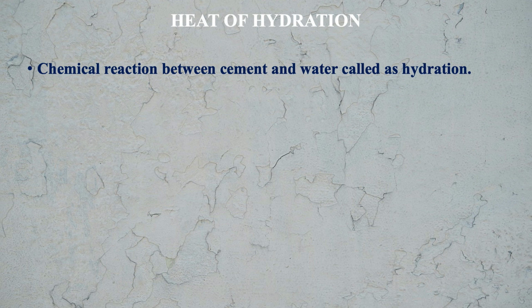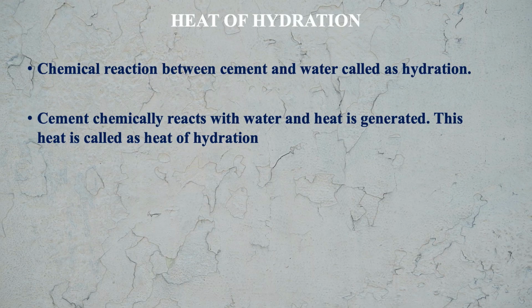Now next is heat of hydration. What is heat of hydration basically? The chemical reaction between cement and water is an exothermic reaction. Exothermic reaction means heat is generated, heat is evolved, and this process is called the hydration process. The cement chemically reacts with water and heat is generated. This heat is called the heat of hydration. It means the heat evolved in the hydration process is called heat of hydration.